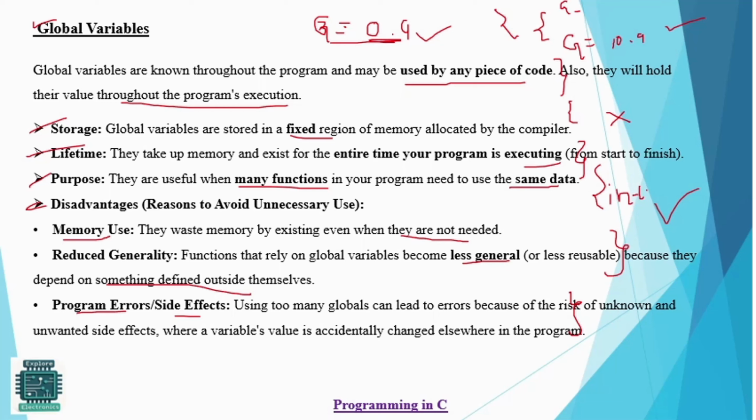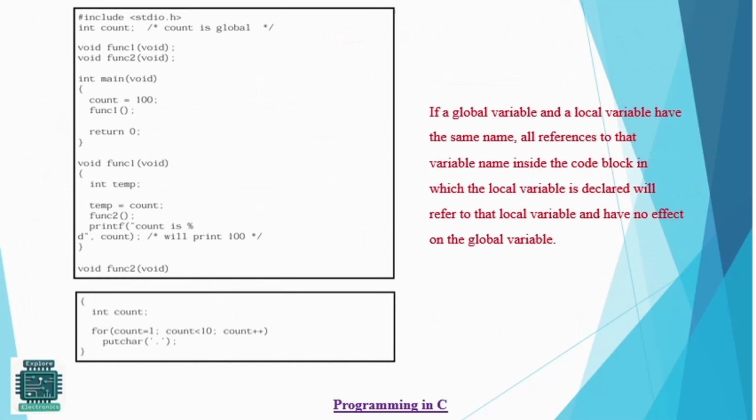Okay, these are the three main reasons why global variables must be avoided in a program if they are not needed. Now you have seen local variables and global variables. What if the global variable and the local variable have the same name? Now let us understand this with an example.